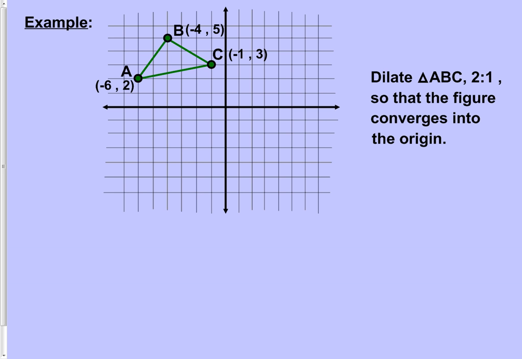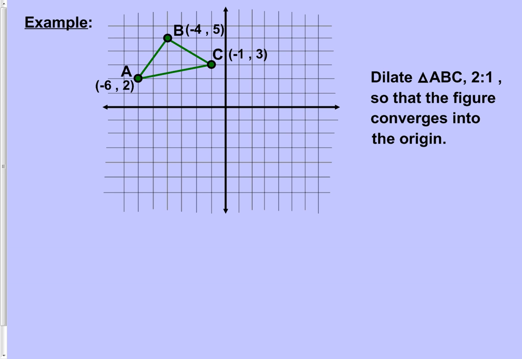2-to-1. The 2, the very first number on the left, represents our pre-image, and the 1 over on the right represents the image. So as we move from the pre-image to the image, the size of the figure is going from 2 units tall down to 1 unit tall. So this will be a reduction. Our image will be smaller.